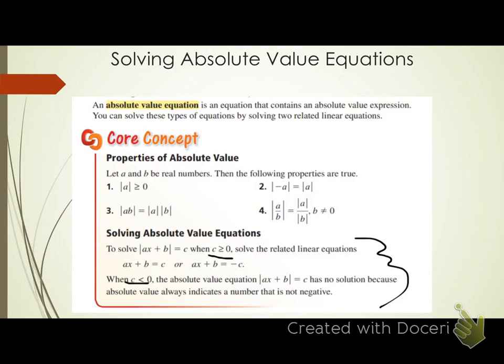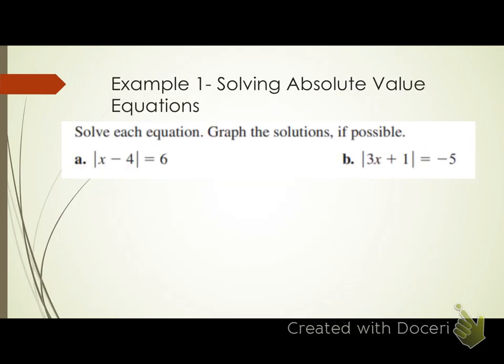Okay? Can I move on to some examples to hopefully make things clear? Okay. Solve each equation, graph the solution if possible. And we're just going to graph them on a number line. So don't worry about that. We will graph them, but it's not hard. Letter A, absolute value of x minus 4 equals 6.